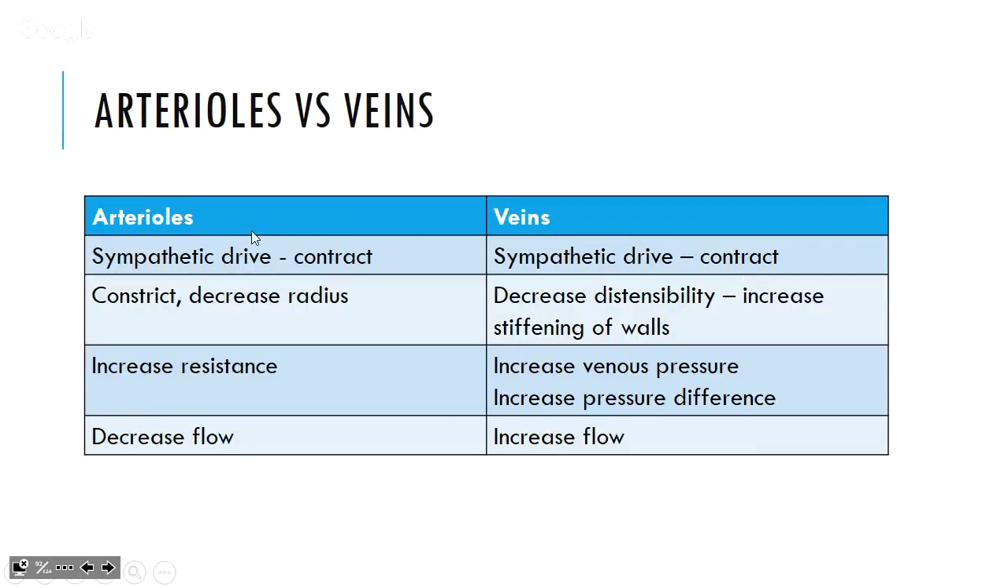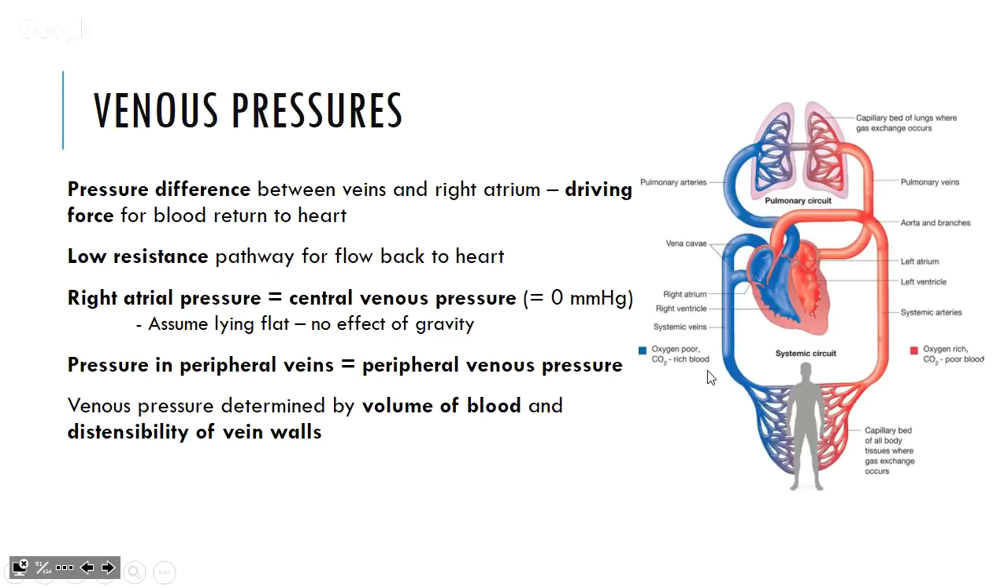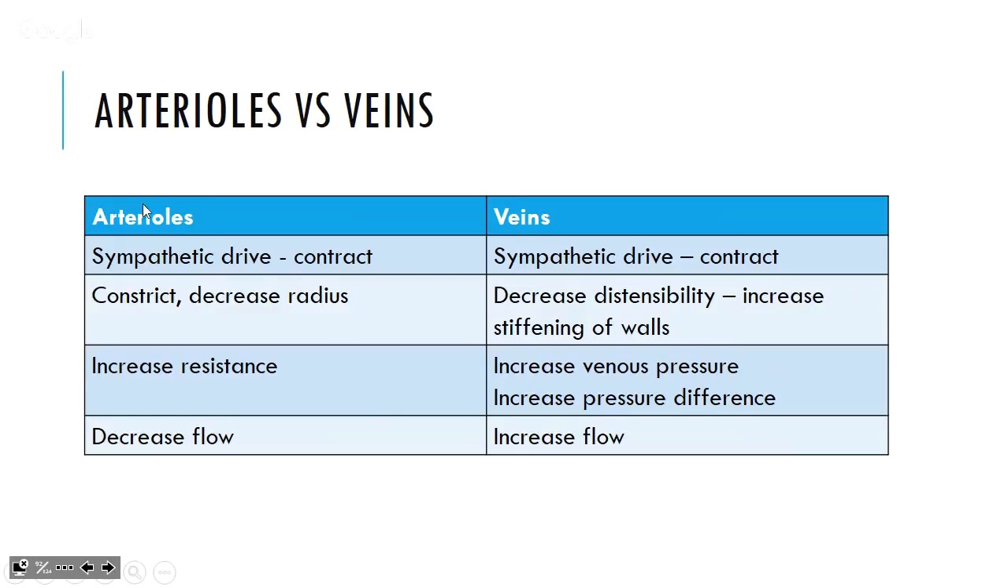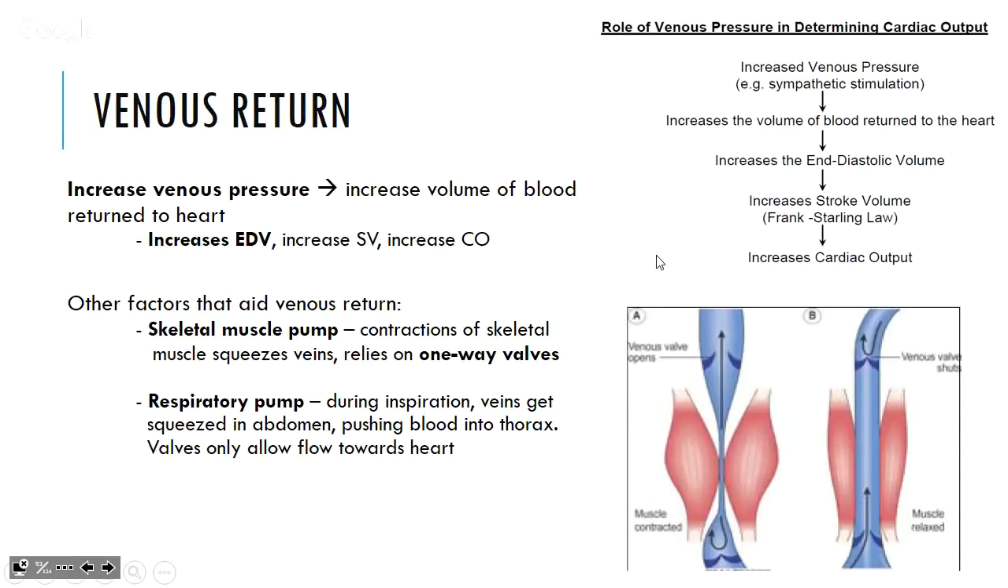So, just comparing arterioles and veins. When you activate your sympathetics, it will constrict both of them pretty much. However, for arterioles, when it constricts, it increases resistance, so there's less blood flow. For veins, as we talked about before, even though it increases the pressure, it will actually increase flow. So it increases the pressure so that it increases flow. Just know that this one decreases flow and this one increases flow.